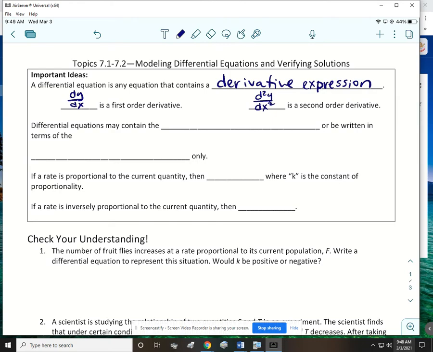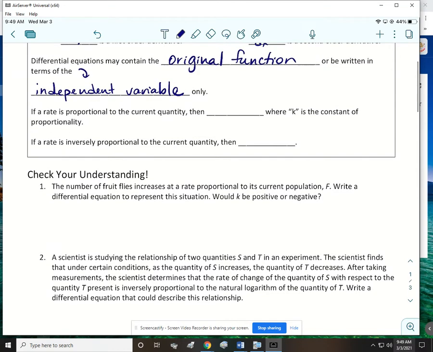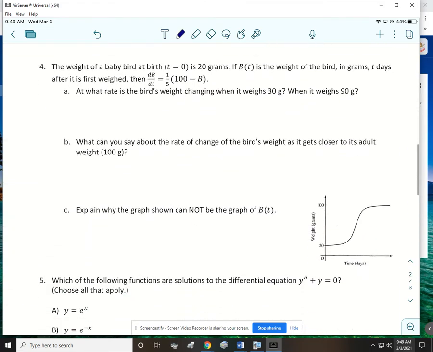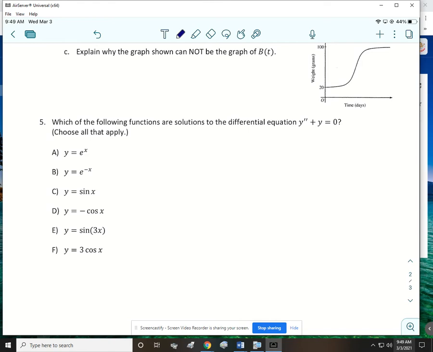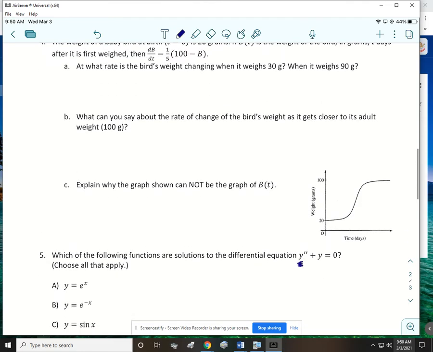Differential equations may contain the original function, and I'll show you what I'm talking about in a second, or just be written in terms of the independent variable only. Most of these that we're going to write are going to be the second case, written in terms of the independent variable only. There are some that we're going to verify that are like number 5, where you have a second derivative plus the original function. And number 4 only contains the independent variable, which in this case would be B, the birth rate of the bird. Those are the two types of differential equations that we can see.